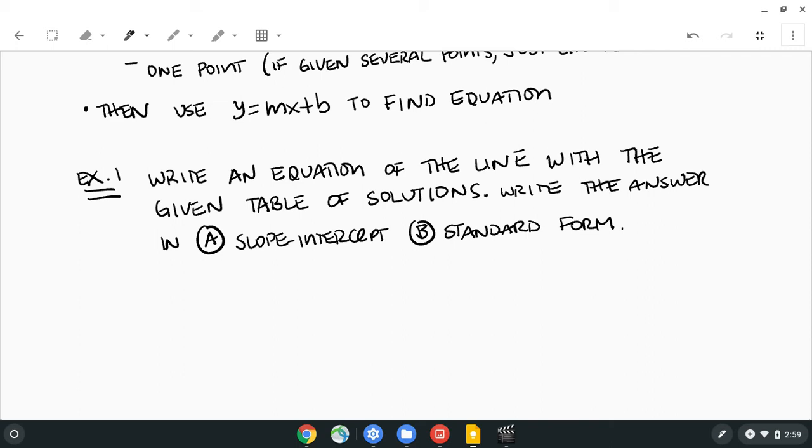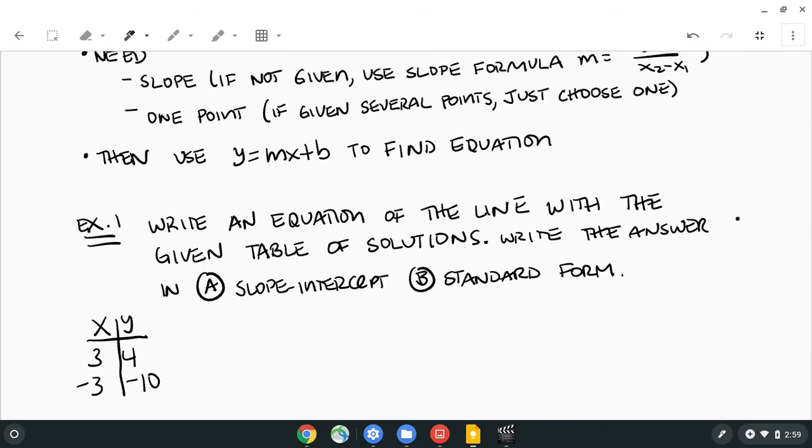Here is your table of solutions. You have the point (3, 4) and you also have the point (-3, -10). Maybe you're used to seeing this problem where, instead of a table, they give it to you as the point (3, 4) and the point (-3, -10) using parentheses. Either way, they both get worked out the same way.